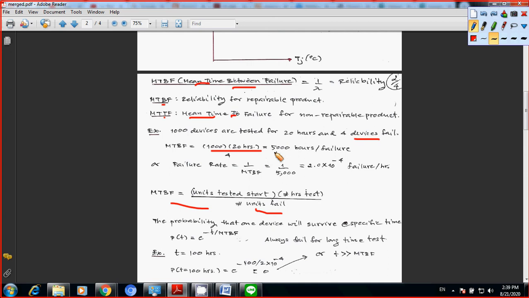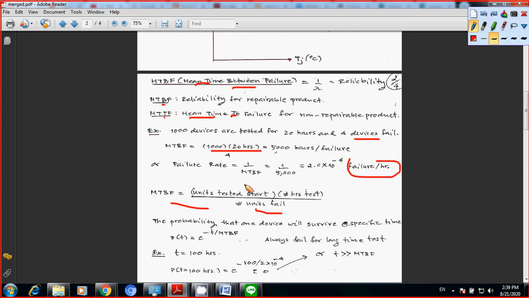You will also be able to find the failure rate, because it's 1 over MTBF, or 1 over 5000. So your failure rate is going to be 2 multiplied by 10 to the negative 4th failures per hour. That's the unit of your failure rate. Okay, so you already know how to calculate MTBF.